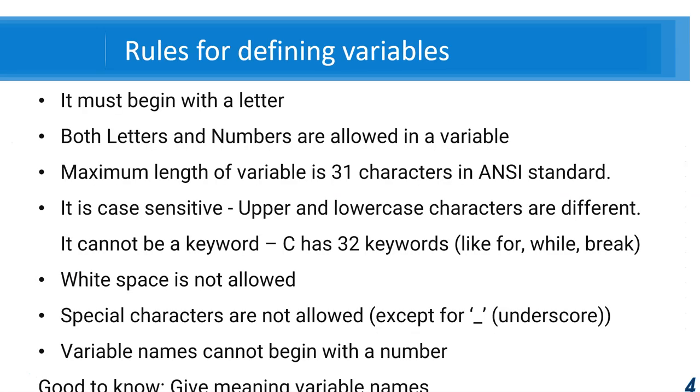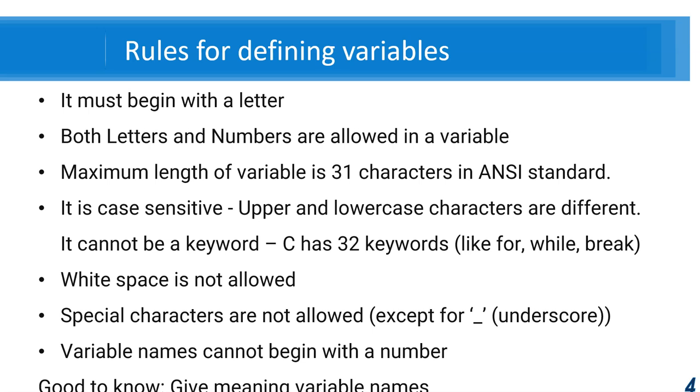Now, there are some rules for defining variable names. For example, it must begin with a letter, which is an alphabet, lowercase or uppercase. It can start with an underscore as well. Underscore is the only special character that is allowed. Both letters and numbers are allowed in a variable. Maximum length for the ANSI standard is 31, but the latest compilers allow longer names. It is case sensitive. That is, uppercase and lowercase characters are different. HELLO in all caps is a different variable name than hello in all lowercase.